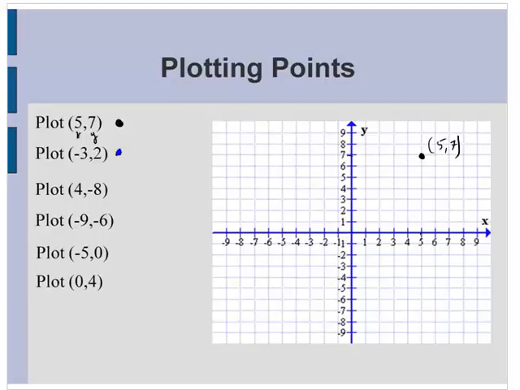Plot the point negative 3, 2. The point negative 3, 2 has an x-coordinate of negative 3 and a y-coordinate of 2. So first find where the x-coordinate is negative 3, and then where the y-coordinate is 2. So move to where the x-coordinate is -3, and then to where the y-coordinate is 2, and plot that point. Alright, why don't you pause and plot the remaining 4 points on your own.